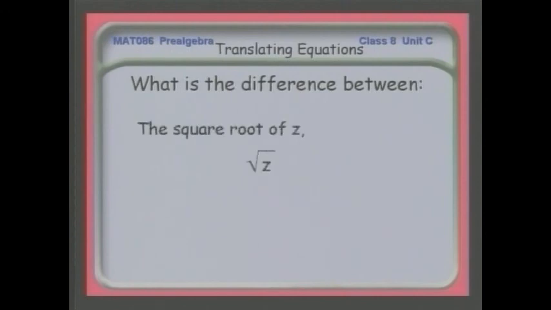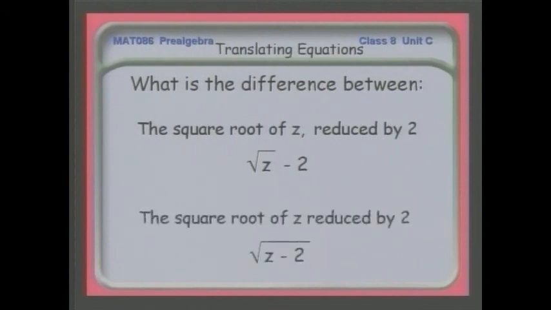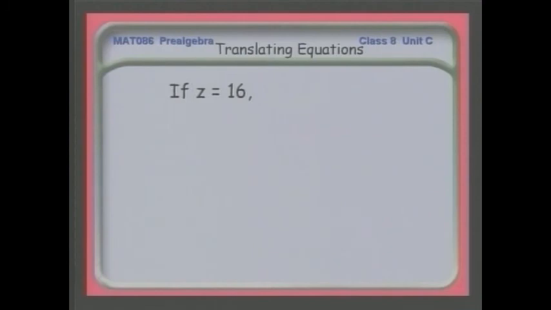And again, I want to point out the difference between the square root of z, reduced by 2. Notice where the comma is there. And here, the square root of z reduced by 2. One is the square root of z, reduced by 2. The other is the square root of z minus 2. It's rather important that you pay attention to this because you don't necessarily get the same answer.